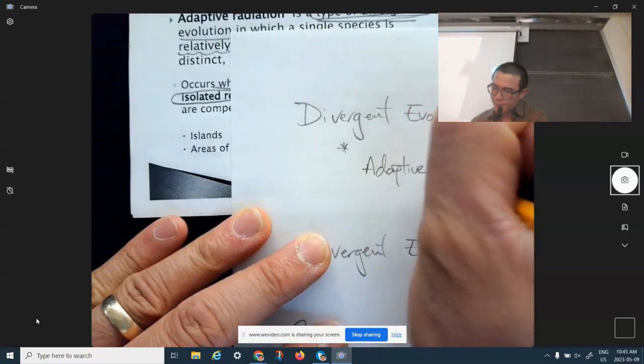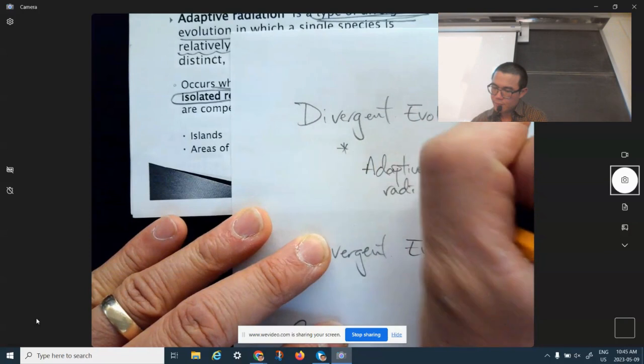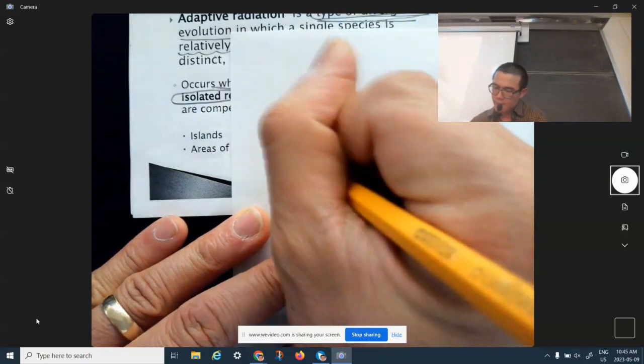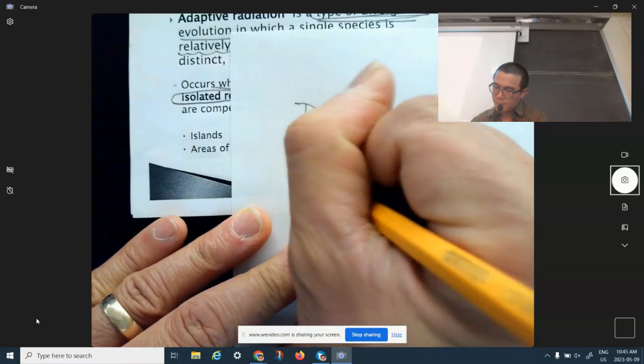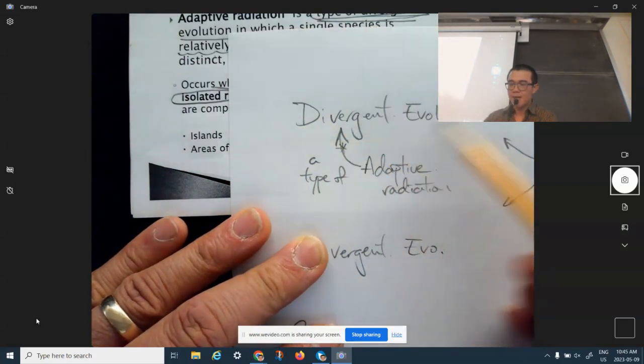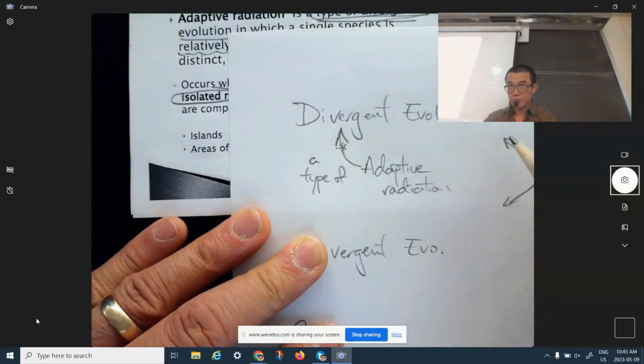Adaptive radiation. It'll be a type of, okay? So adaptive radiation, this will be a type of divergent evolution.